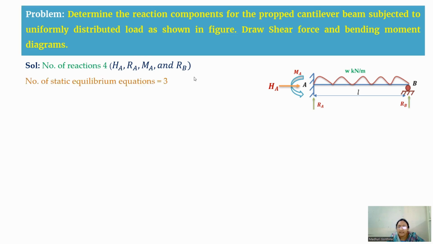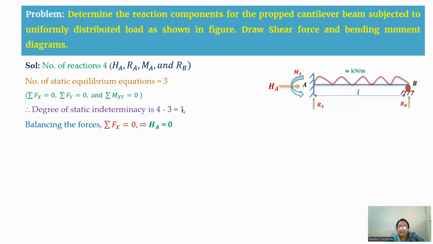Now coming to the next one, the number of static equilibrium equations is 3. For two-dimensional, there are 3 equations. That is sigma Fx equal to 0, sigma Fy equal to 0 and summation of moment in the xy plane equal to 0. So the degree of static indeterminacy will be equal to number of reactions minus number of static equilibrium conditions. So that is 4 minus 3, it is 1.